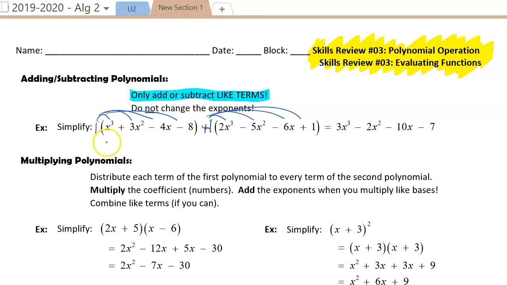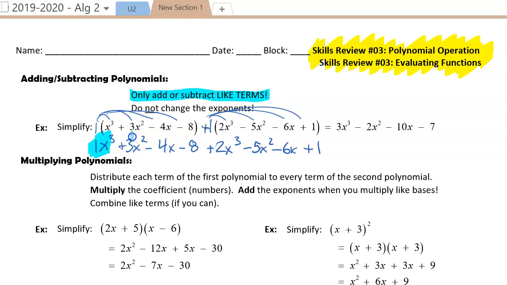So really, when we rewrite this, we have 1x cubed plus 3x squared minus 4x minus 8, plus 2x cubed minus 5x squared minus 6x plus 1. Again, if this was a negative, it would change all our signs, but it's not. So from here, we just combine like terms.